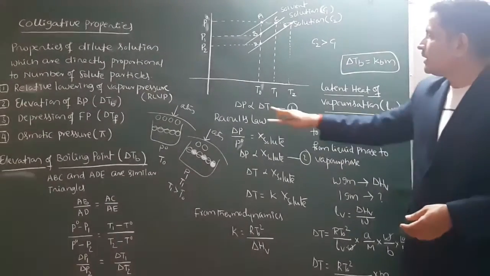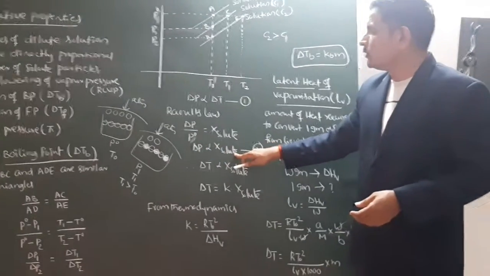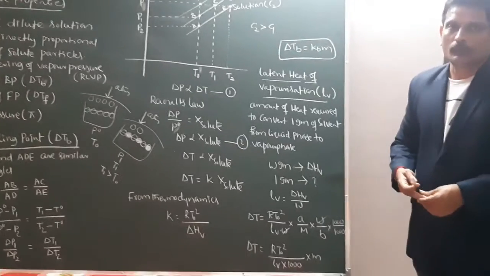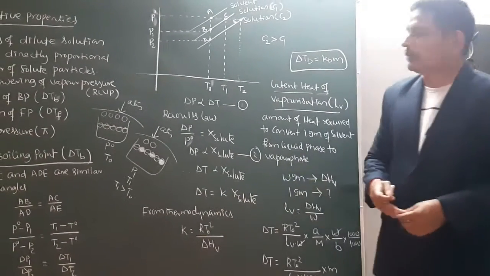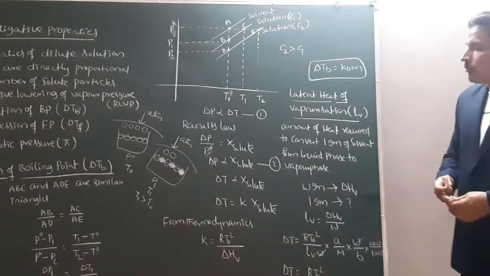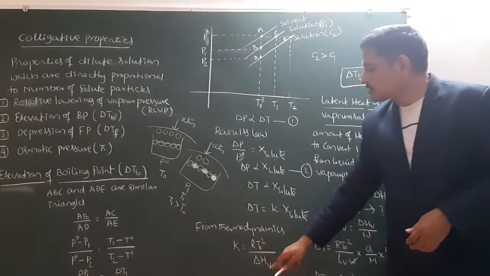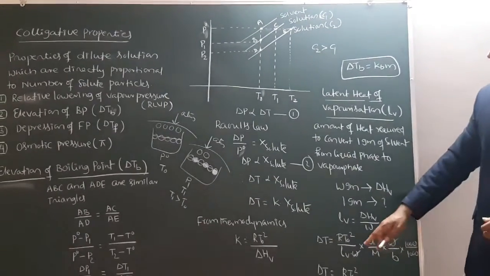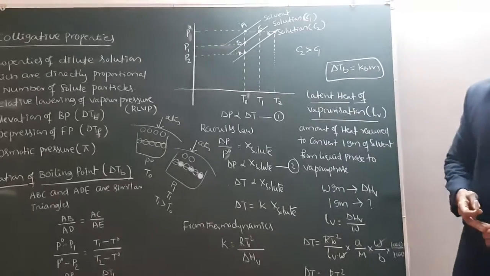From these two relations, delta P is proportional to delta T and delta P is proportional to X solute. Therefore, we can write delta T is proportional to X solute. Now, delta T is equal to some constant K into X solute. According to thermodynamics, the value K is equal to RT naught square by delta HV. So this is called the enthalpy of vaporization.